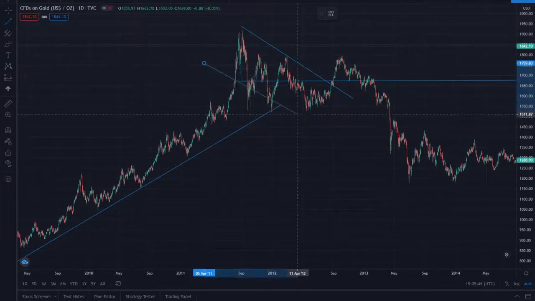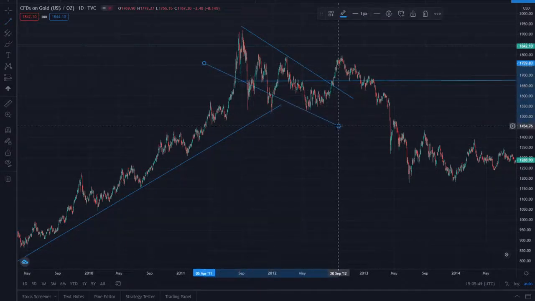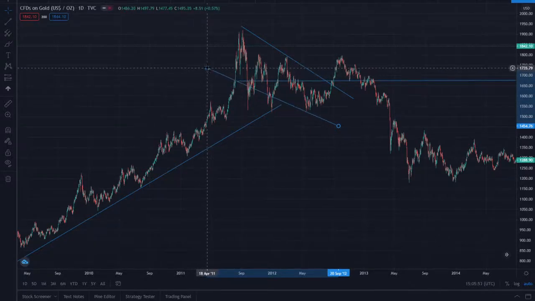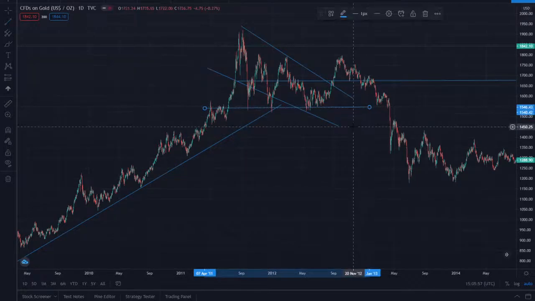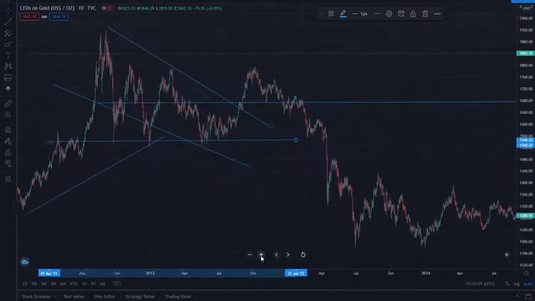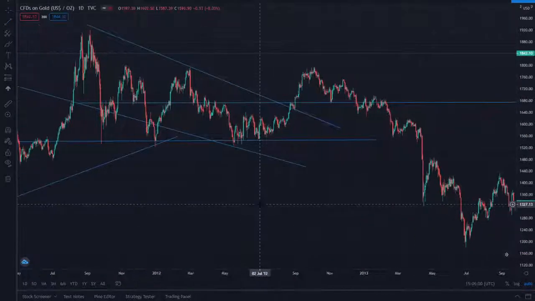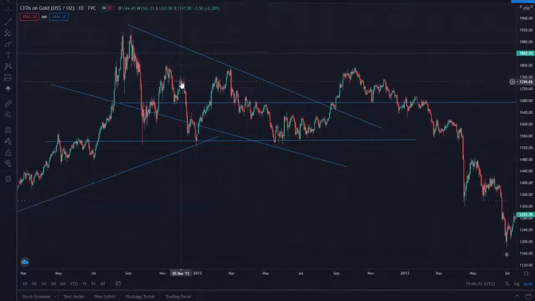Well, it's a little bit different than the one we are having right now. Depends how you draw it. But we also formed a support area at this level. But now what is interesting, or what is similar to what is going on right now, so this is 2011, 2012.